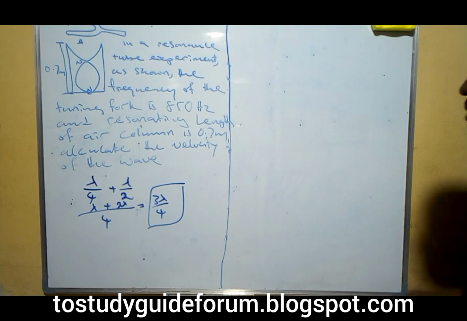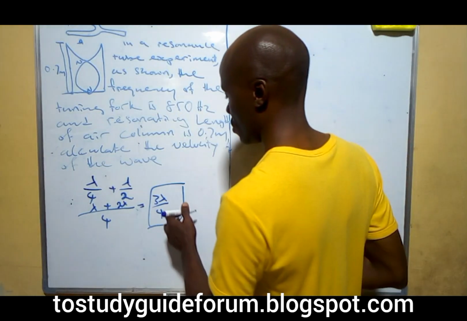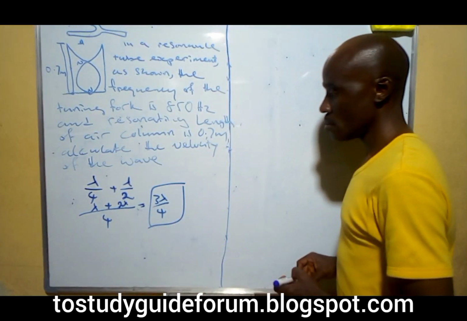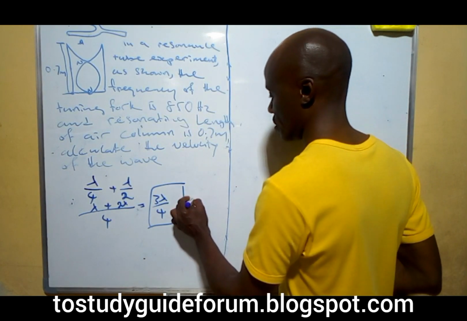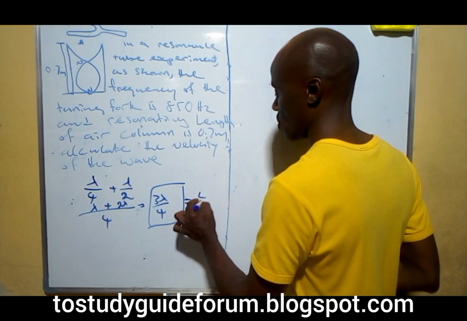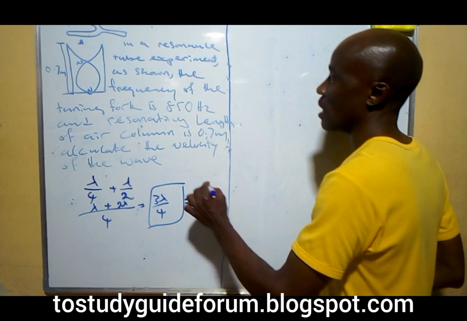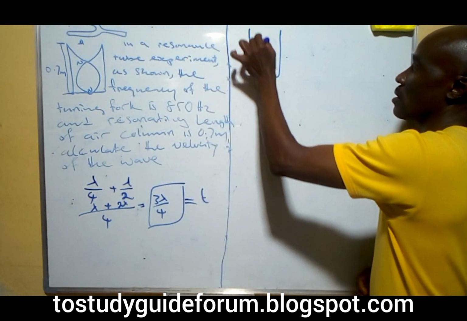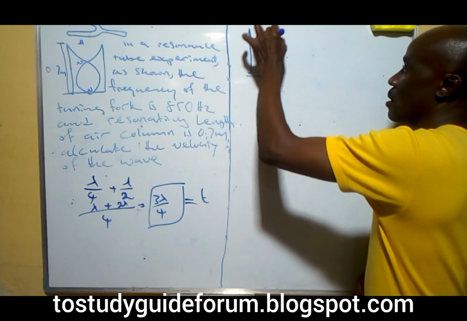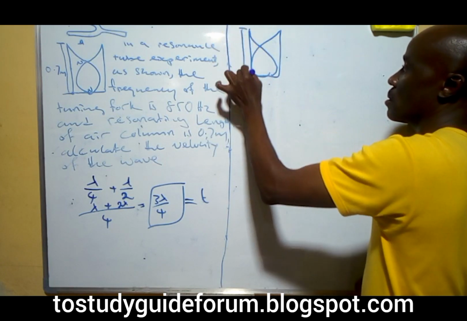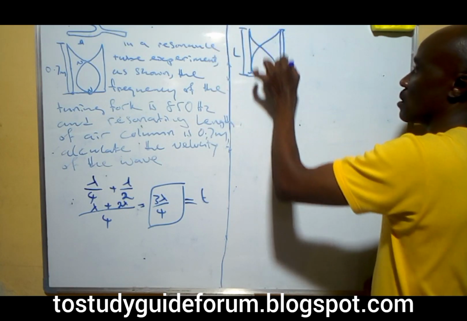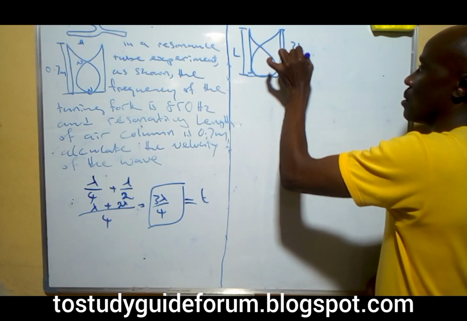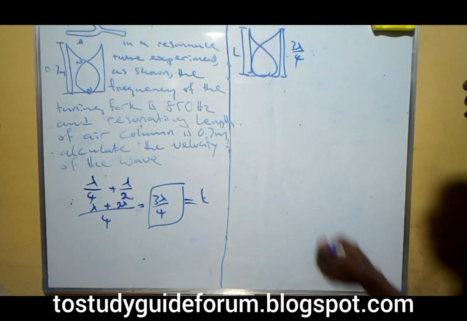The second resonance, we have this to be equal to the length. In that case, if we have it to be like this, the length is equal to that, that is what we have.